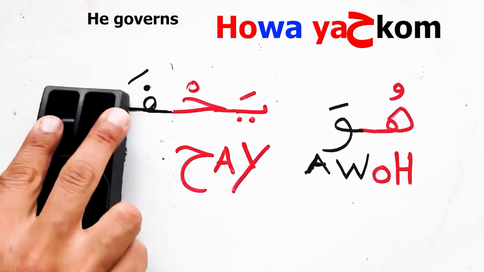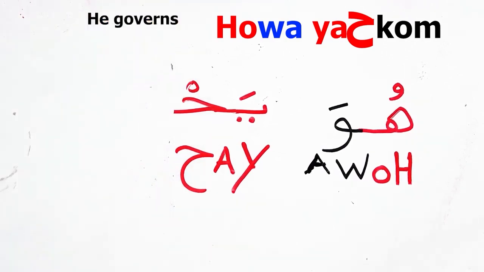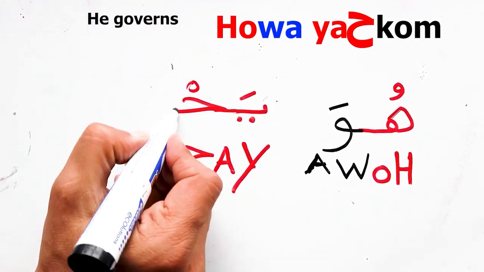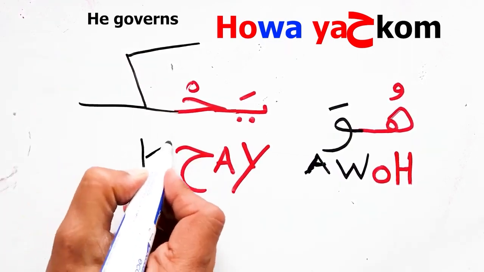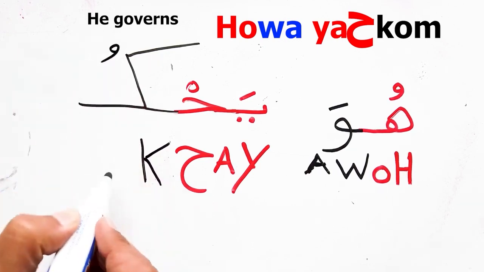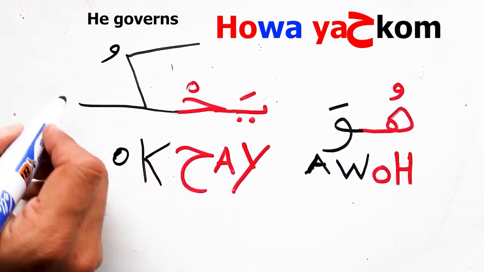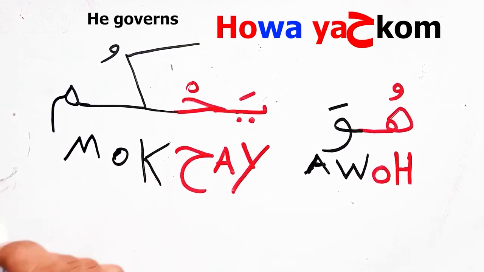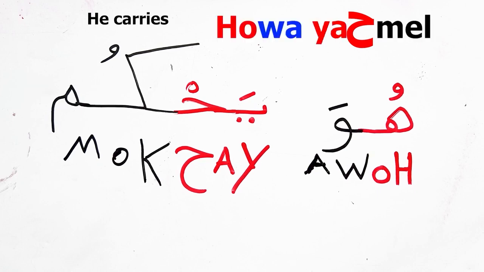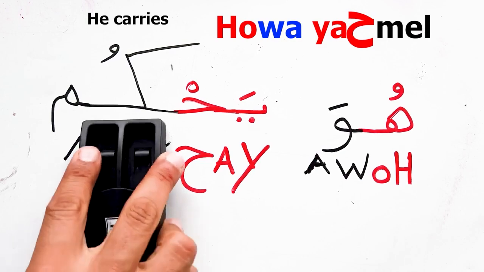So let's remove this part here and we say ku. The sound of K again. So let's add it here and then ku, sound of O, and then we say yahkum, the sound of M in the end. Yahkum. هو يحكم.